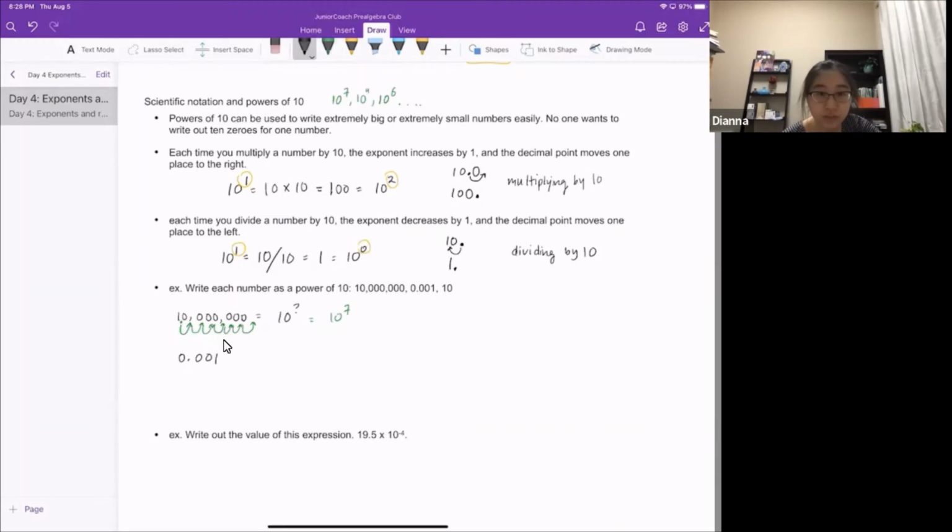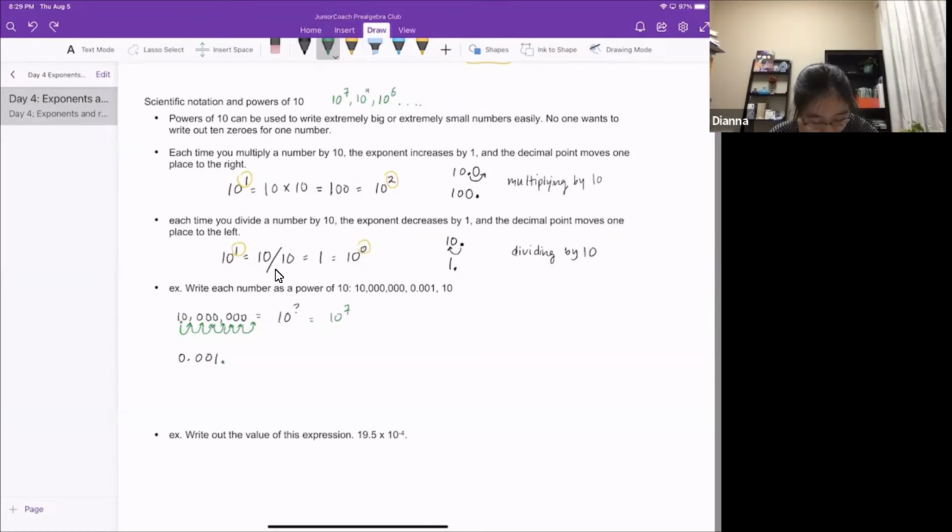0.001. So here I'm also going to start at 1. But pretend my decimal point is here. Now my decimal point moved to the left, right? So we're going to count by 10 in order to move to the right, right? Oh my gosh, what happened? My computer. Okay, there we go. So how many times do I have to divide by 10 to get here?